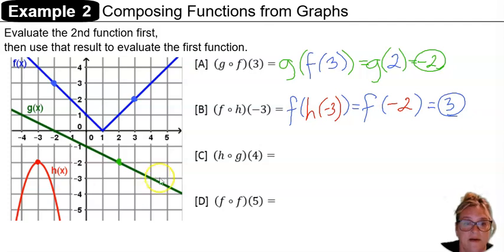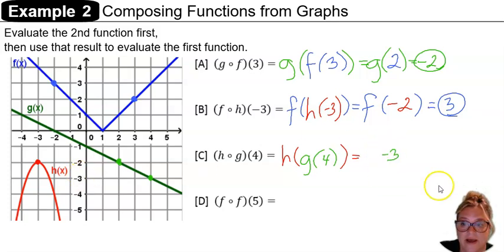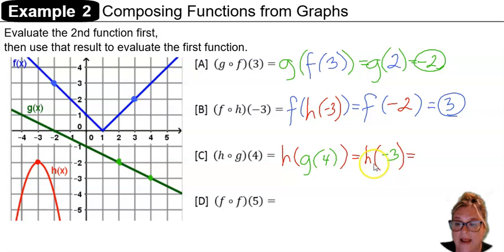Okay, now we're going to evaluate h composed with g of 4. So that is h of g of 4. So we come over to our graph at 4 on the x-axis, and there's our 4. Okay, now we're going to come to our function g, which is green. So starting at 4, we come down, find the green function, and across, that's the y value, the output, which is negative 3.